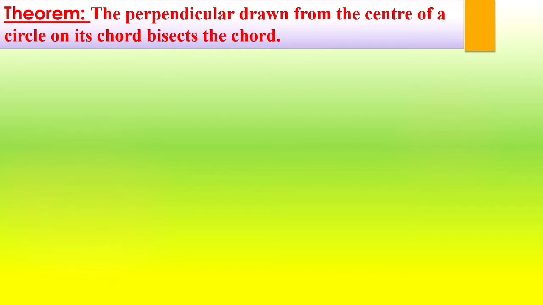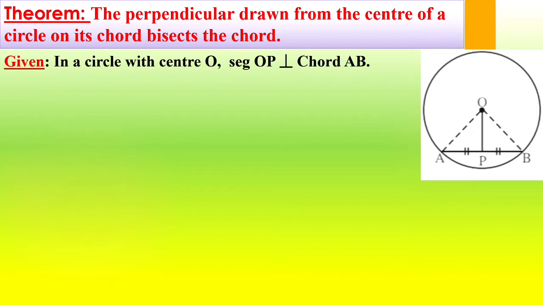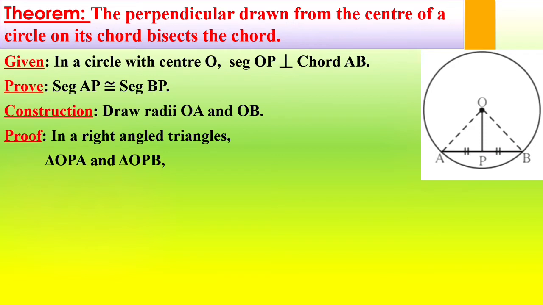Children, now we will see the theorem on circle. The perpendicular drawn from the center of a circle on its chord bisects the chord. Here the figure is given to the right side of your screen. Given, in a circle with the center O, segment OP is perpendicular to the chord AB. Here we have to prove segment AP is congruent to segment BP. Construction: we will draw radius OA and OB.